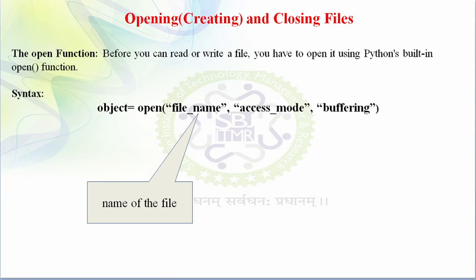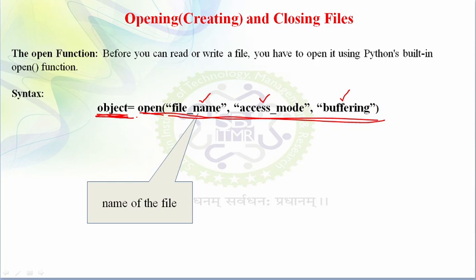The syntax to open the file is very simple. We have to write the function open, and in that opening and closing braces you have to specify the file name, you have to specify the access mode, and if it allows you can also specify the buffering method. And when you open a file, you have to collect this into the object that is defined by this object.